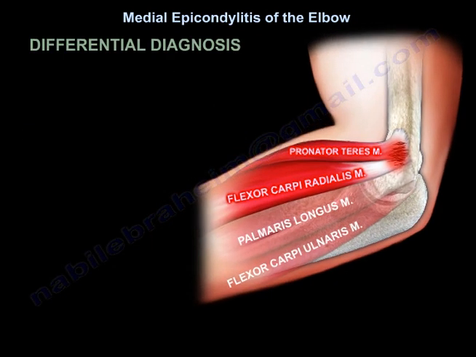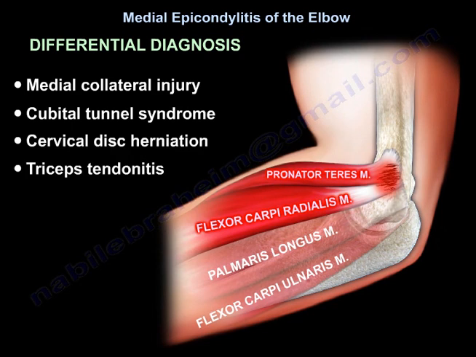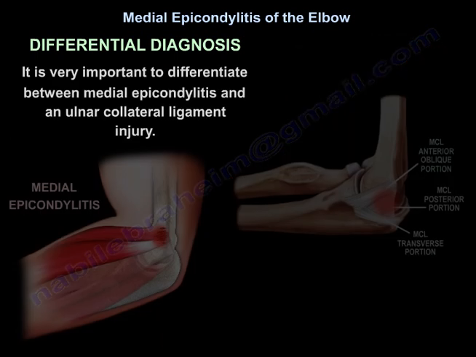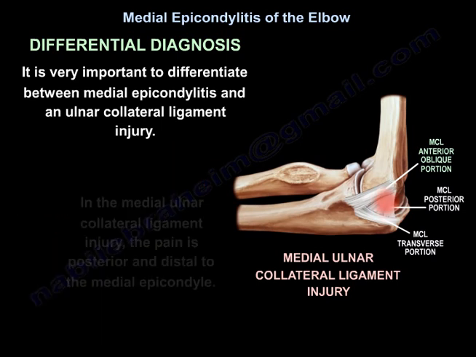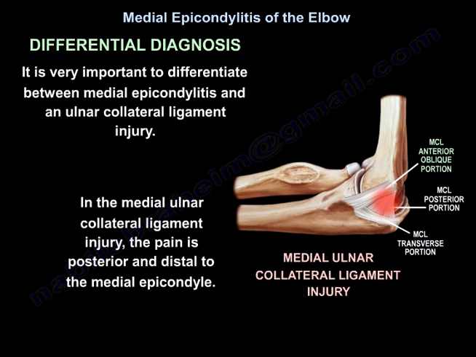The differential diagnosis is medial collateral ligament injury, cubital tunnel syndrome, cervical disc herniation, triceps tendinitis. It is very important to differentiate between medial epicondylitis and an ulnar collateral ligament injury. In the ulnar collateral ligament injury, the pain is posterior and distal to the medial epicondyle.